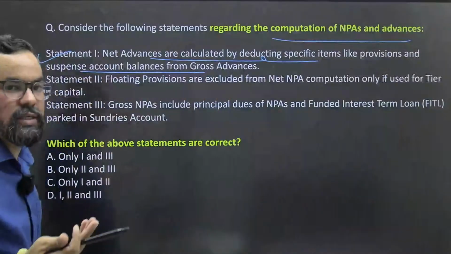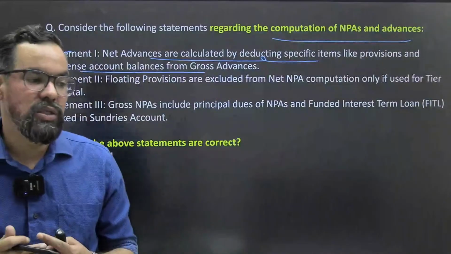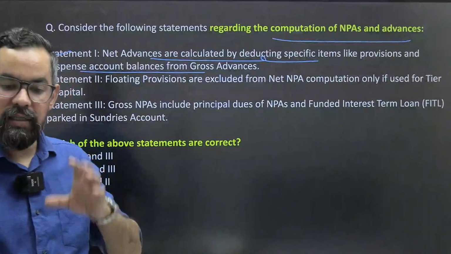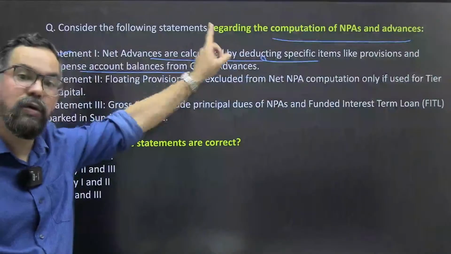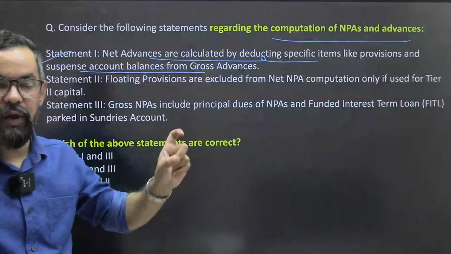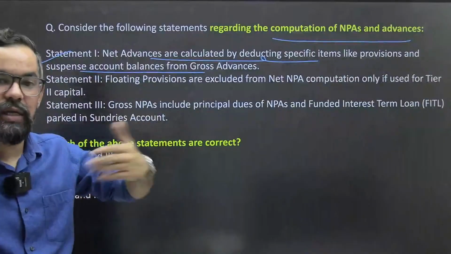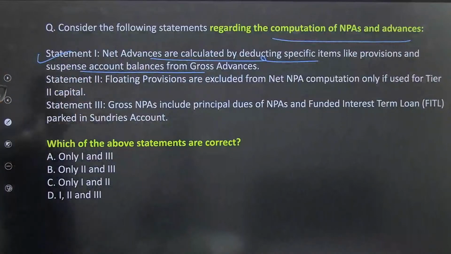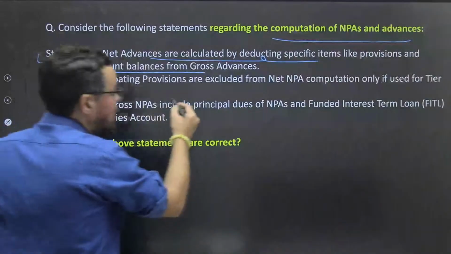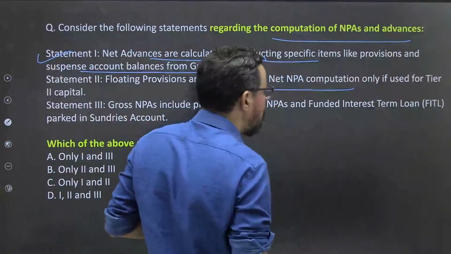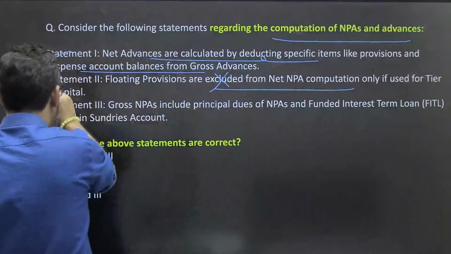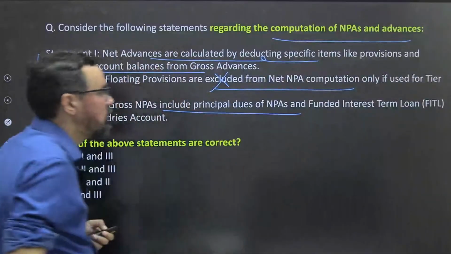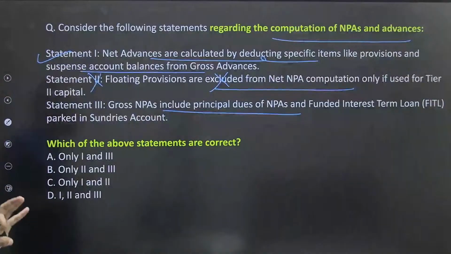Net advances — I hope you guys remember the case of NARCL. When we transfer any asset to NARCL, we transfer on a net advance basis, net asset value, and that net asset value is basically gross minus provision. So provision or any suspense account — true. Floating provisions are excluded from net NPA computation — no, they are also part of this one. Wrong, statement 2 is wrong.